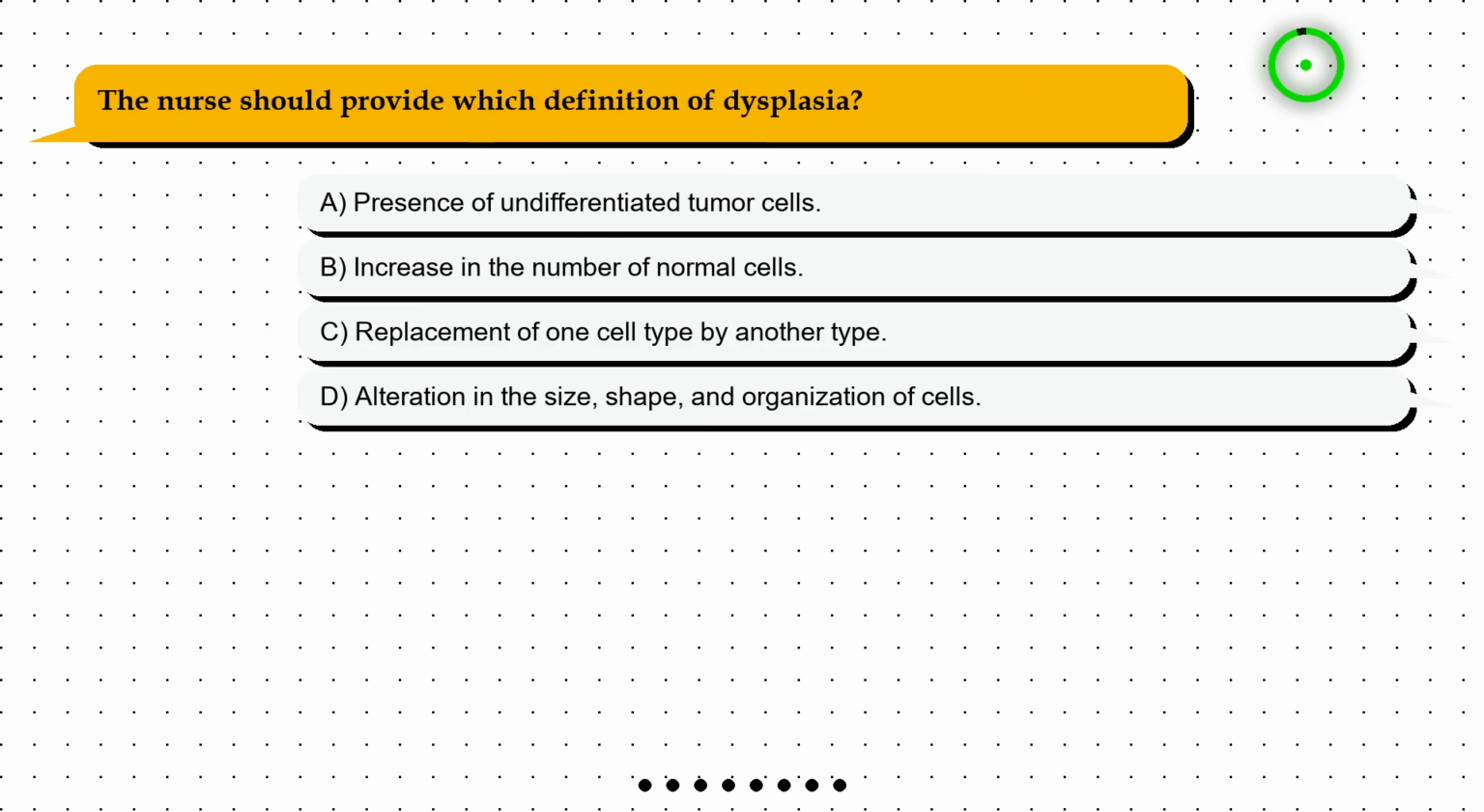Question 2. The nurse should provide which definition of dysplasia? Option A, a presence of undifferentiated tumor cells. Option B, increase in the number of normal cells. Option C, replacement of one cell type by another type. Option D, alteration in the size, shape, and organization of cells.